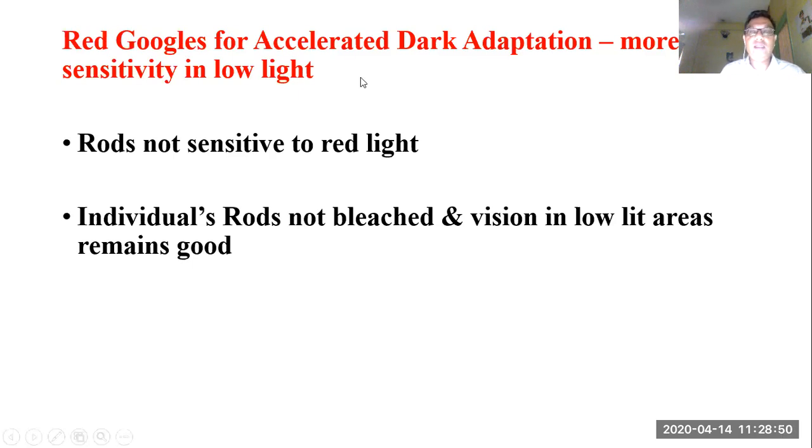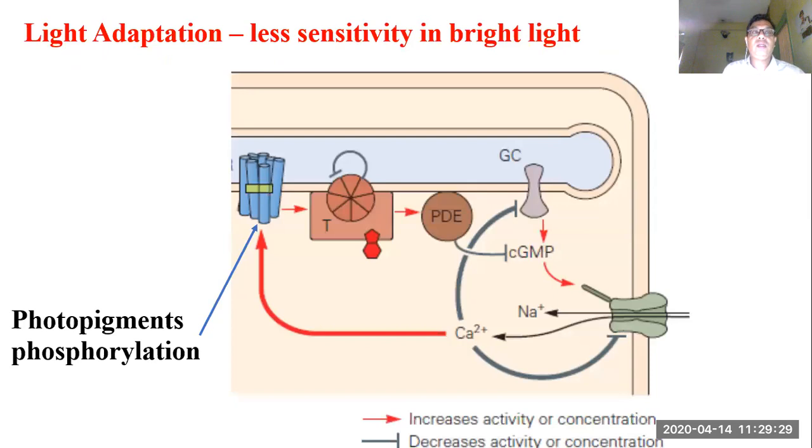So they use red goggles because rods, which provide you most of the enhanced dark vision, are not sensitive much to red light. So the use of red goggles will not bleach the rods even in a brightly lit area. So a person can wear red goggles and go to the brightly lit area, go to the sunlight and come back and start working almost immediately. So that the person's rods are not bleached and vision in low lit area remains good. Okay, so this is why red goggles are used to accelerate dark adaptation. Now, what is light adaptation?